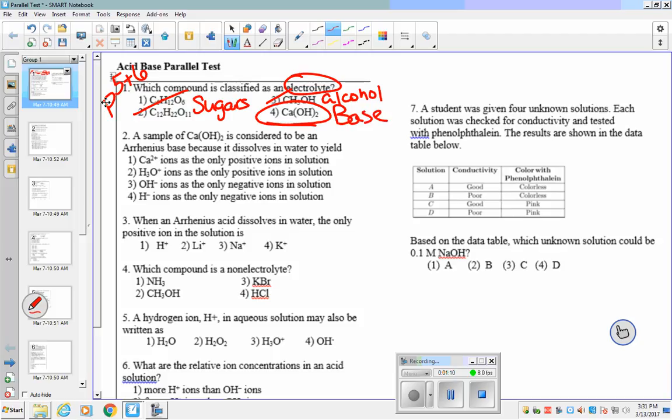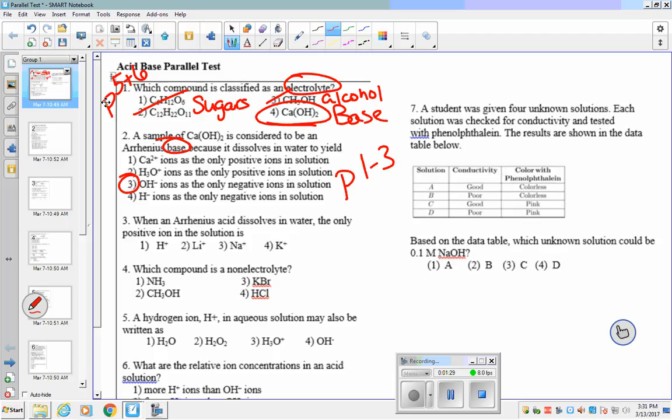Question number 2 is just an Arrhenius base definition question. Anytime you have an Arrhenius base, it yields OH- as the only negative ion in solution, and that was in our notes on pages 1 through 3.